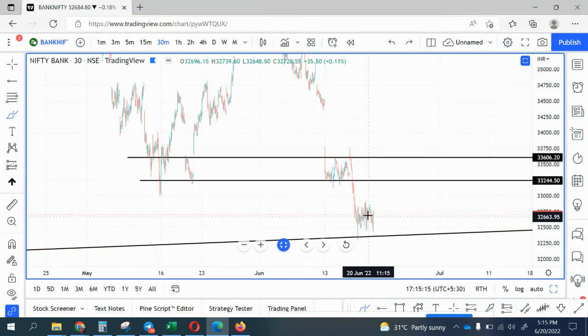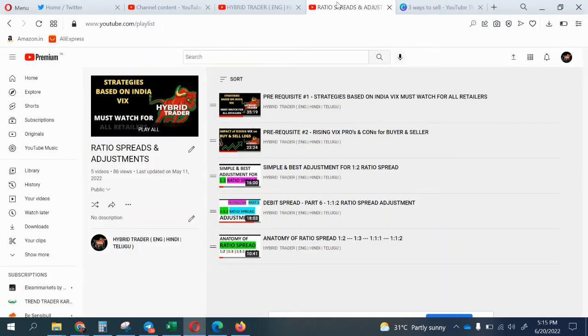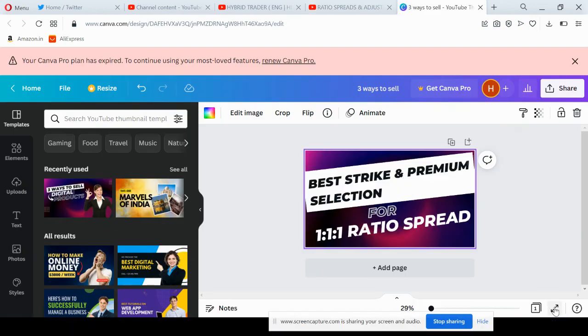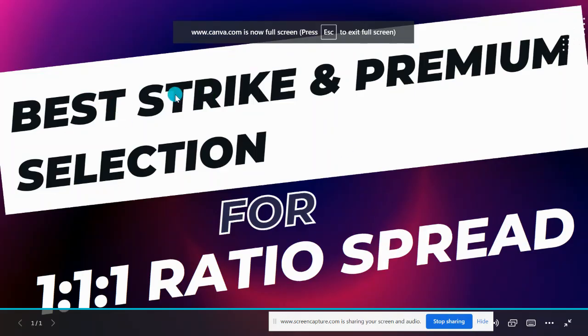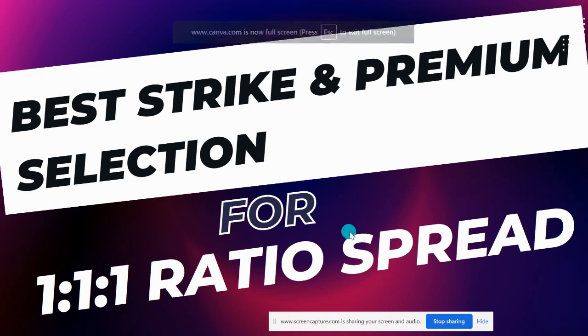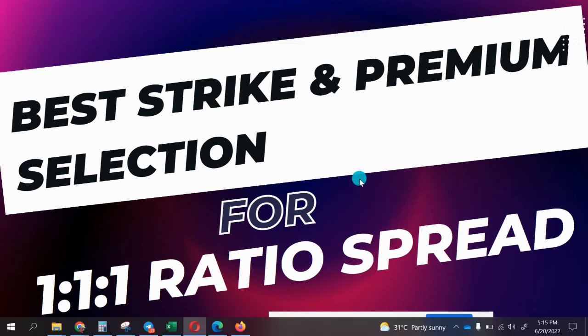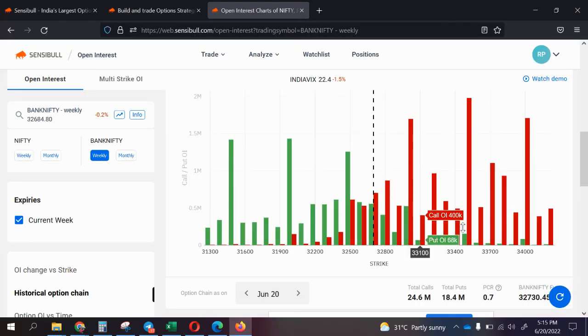So what we have done, we have done the analysis. We saw the strike and premium selection based on the chart and also based on your open interest.